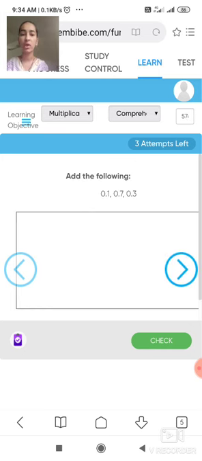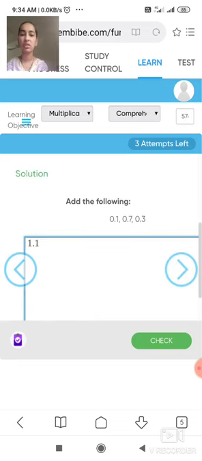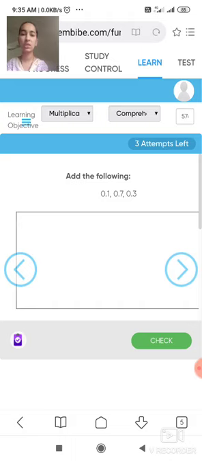Now add the following. First is 0.1, second is 0.7, then third is 0.3. We have to add this. What will be the value? Let's take the example. The answer is 1.1. How? 0.1, then take the next one, that means addition, 7 plus 3 is 10, 10 plus 1 is 11, so 1.1. Okay, how to give the digits after the decimal, I already taught you.